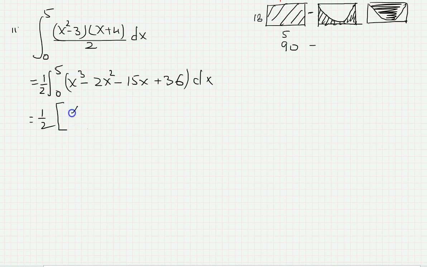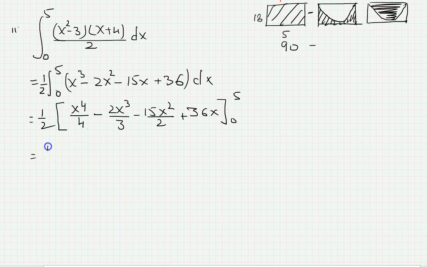If we integrate, this is x to the power 4 over 4 minus 2x cubed over 3 minus 15x square over 2, and this will be 36x, and 0 to 5. All are having x in it. So this 5, we are going to put the value of 5 only, not the value of 0.